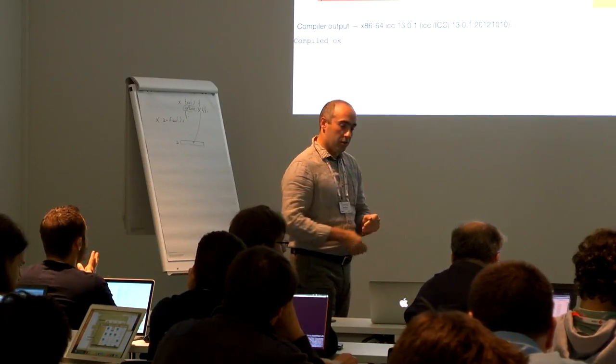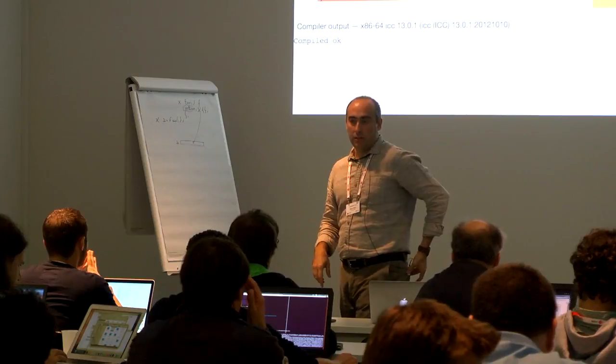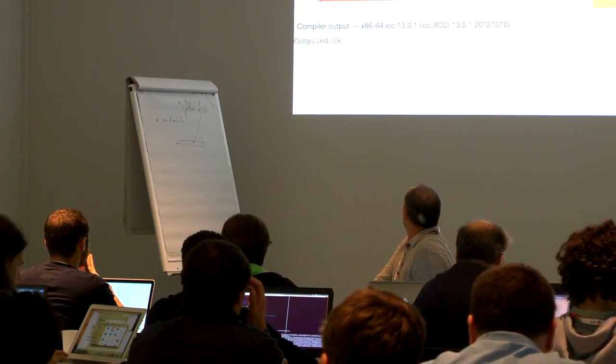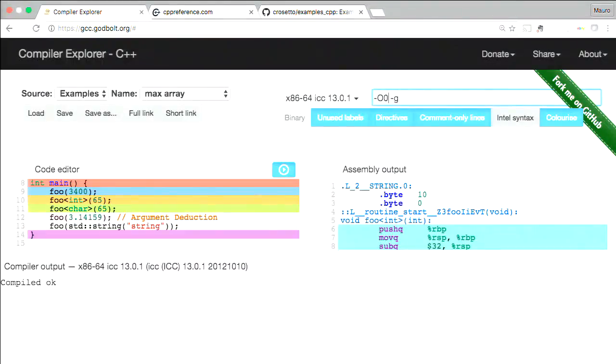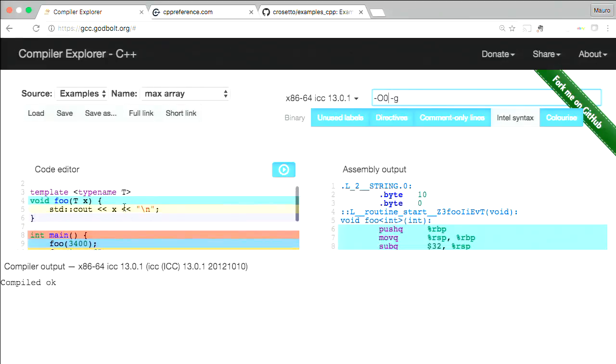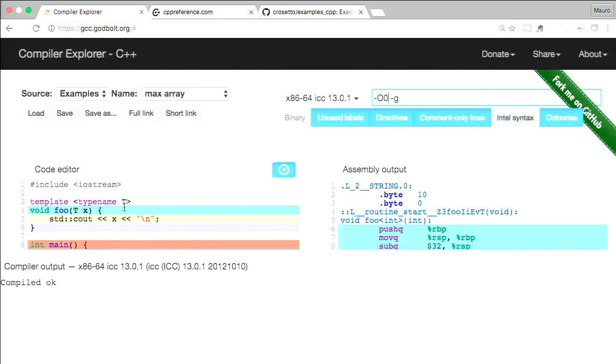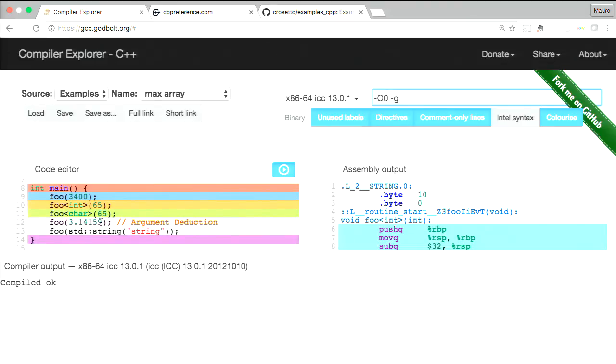I wanted also to show you something more about the template instantiation on this example I was showing before. I realized maybe it was not clear. So in this case, suppose you have foo called with, this is the function we had earlier, right? The function foo is just a template that prints x. And we call foo with 3400. We call foo int 65, foo char 65, etc.